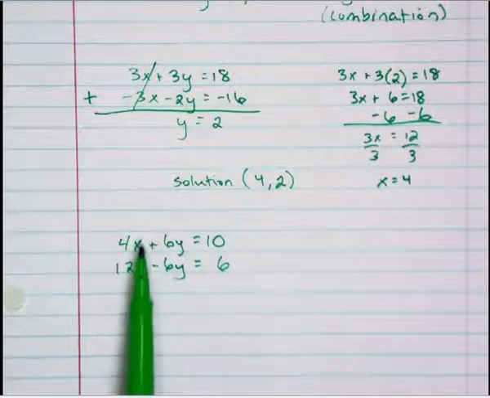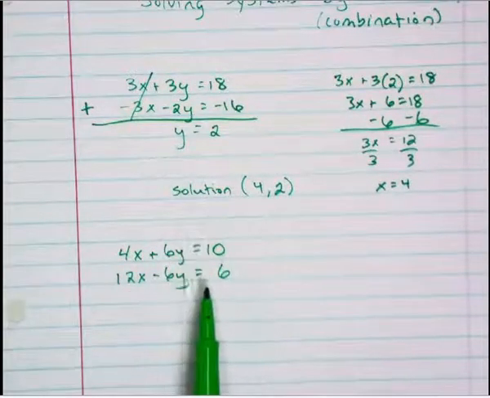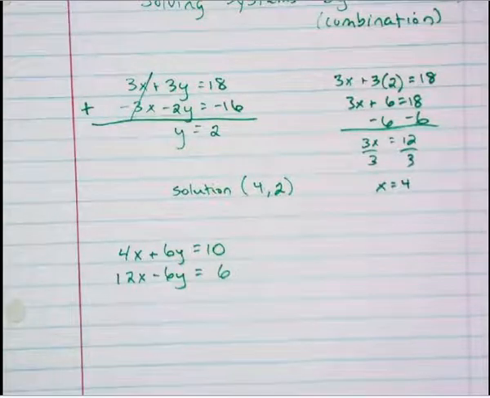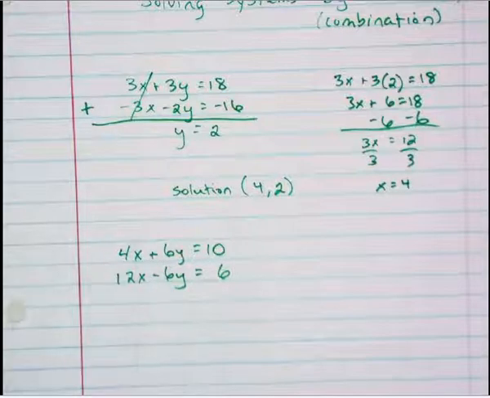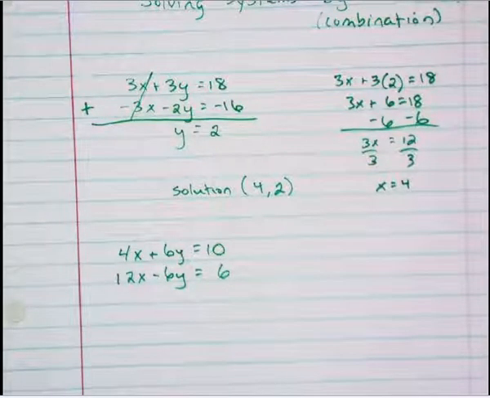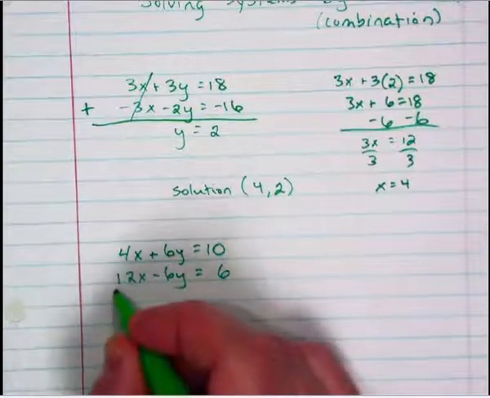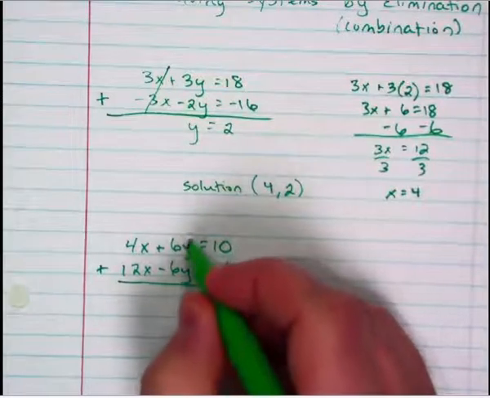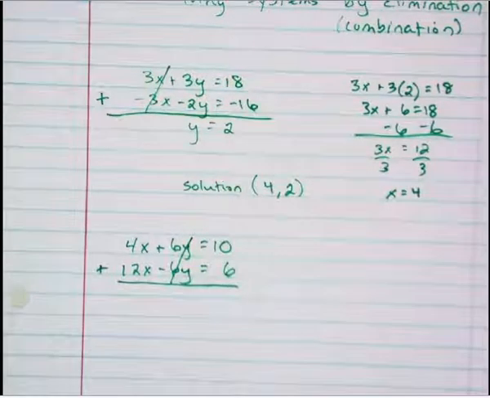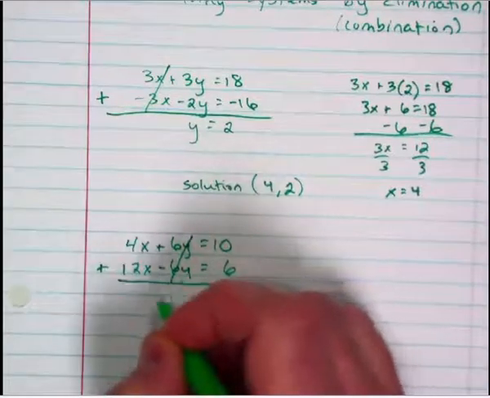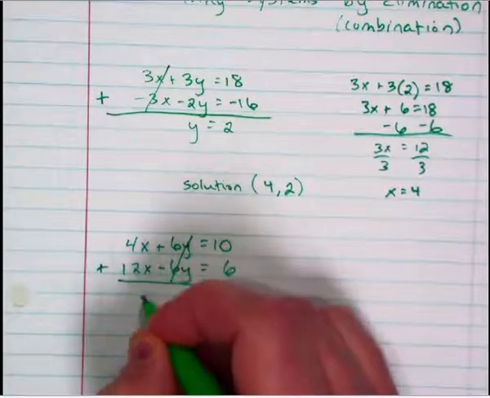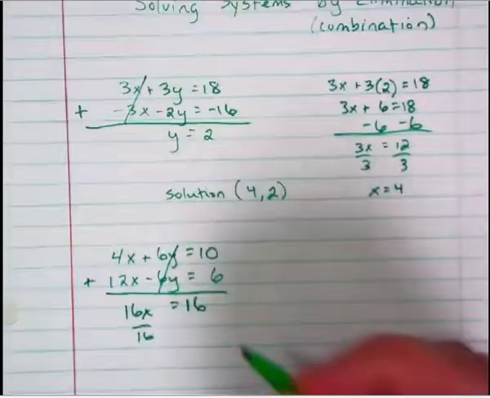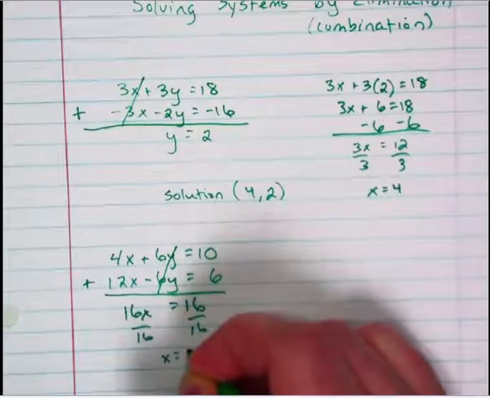I notice that I have all my x's, all my y's, my equal signs, my regular numbers. Everything is lined up. I also happen to notice that this is a positive 6y and a negative 6y. They are exact opposites of each other, meaning that if I were to add these two equations together, my 6y and my negative 6y would add to 0 because they're additive inverses. So now I just add the rest. 4x plus 12x is 16x. 10 and 6 is 16. Divide by 16 and get that x equals 1.